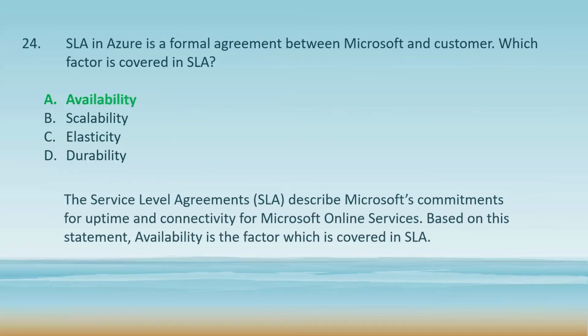So the right answer is option A, availability. The service level agreement describes Microsoft's commitment for uptime and connectivity for Microsoft Online Services. Based on this statement, availability is the factor which is covered in the SLA.